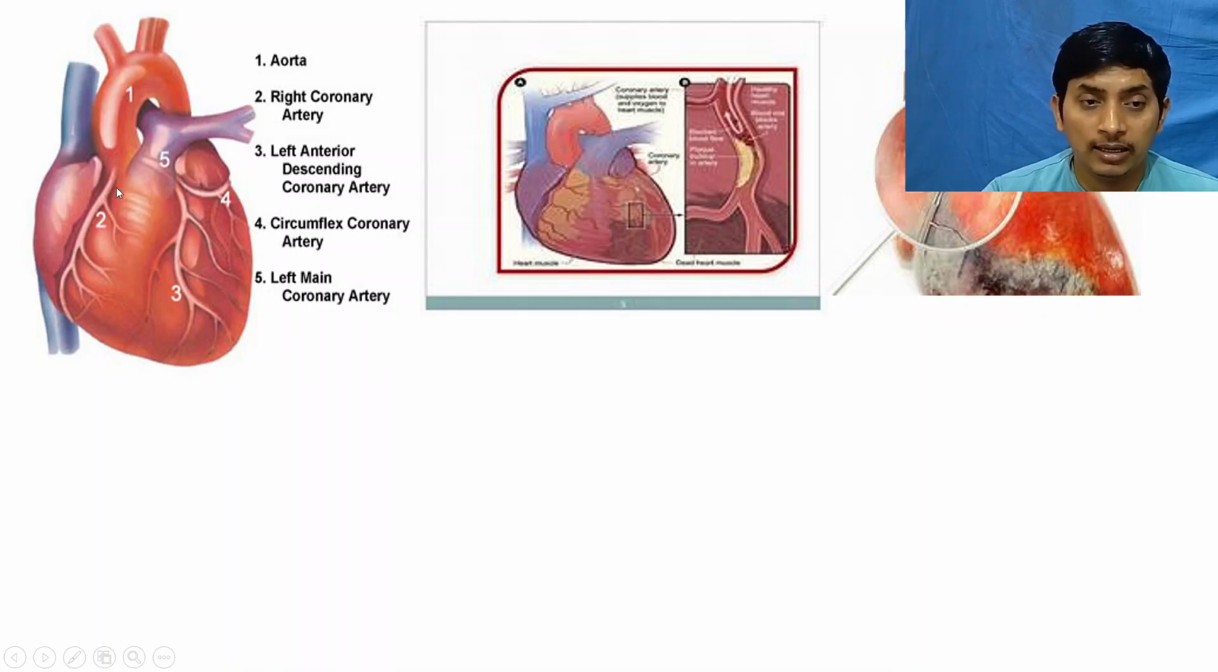You can see here they are given as numbers: this is the second branch, the fifth branch, the third. They are further divided into small branches, which mainly supply oxygenated blood. So always remember, in angina, these coronary arteries are very narrow arteries, so there is a higher chance of blockage.